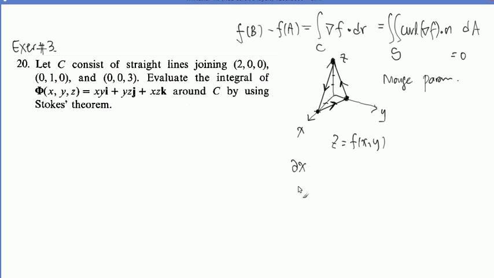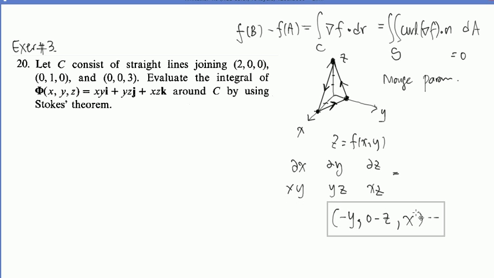Let's calculate the curl. We need that anyway for the surface integral. xy, yz, and xz. What's the curl? So this part's 0, that part's negative y. Did I have this right? We do that part, 0, and that part's z. So this part's 0, and that part's x. So do your curl. Check with me.